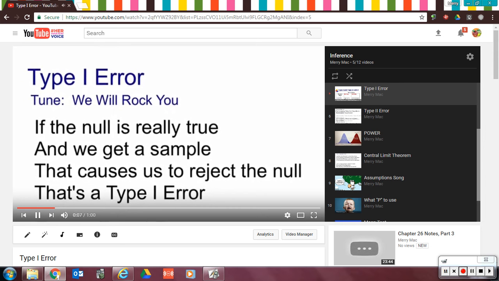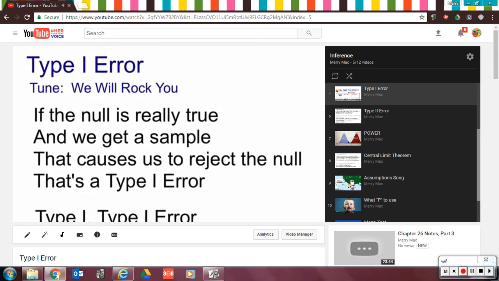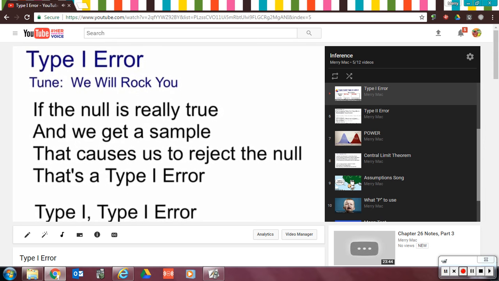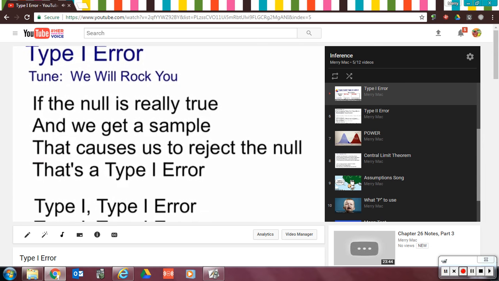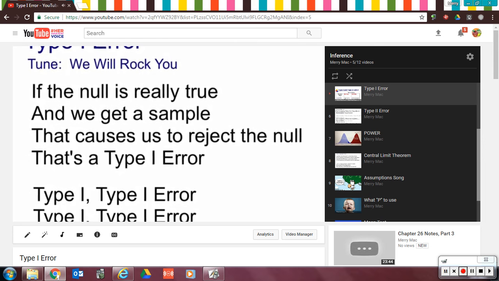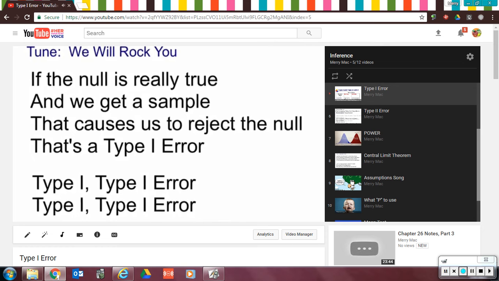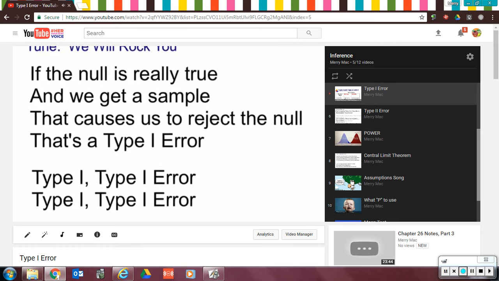If the null is really true, and we get a sample that causes us to reject the null, that's a type 1 error.